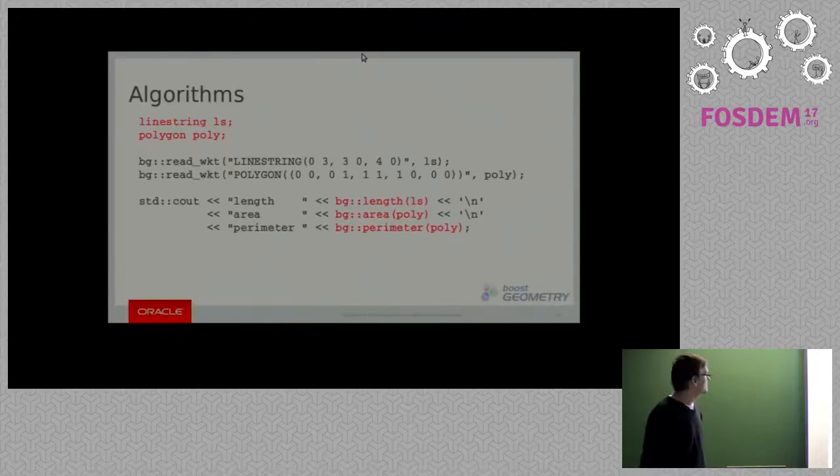Very similar to the last example. The difference is that I'm calling different algorithms, so length, area, and perimeter. Certain algorithms are able to take certain types of geometries. So the length is able to take linear geometries, and area and perimeter can only take areal geometries. And here, line string is passed to the length, and polygon is passed to the area and perimeter.